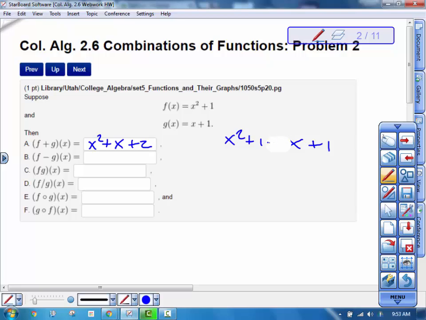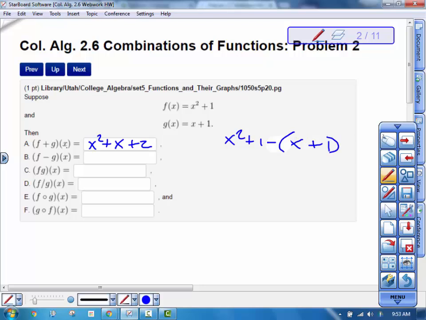Now when you subtract the functions, you're going to do the same thing. You're going to subtract, but keep in mind that you need to do this in parentheses. So make sure you put function g in parentheses, because you're going to end up subtracting both the x and the 1. If you do that in standard form, it's x squared, and then you end up with minus x, and then 1 minus 1 gives you 0, so it's just x squared minus x.